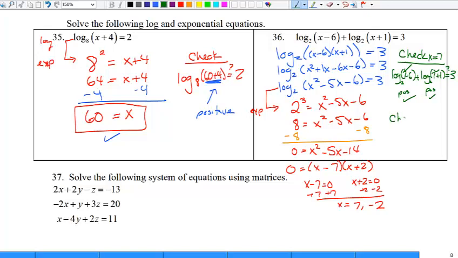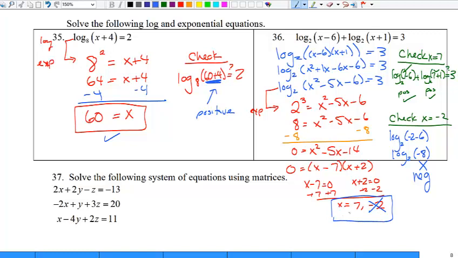Now I would like to check x is equal to negative 2. So when I do that, I'm going to put log base 2 of negative 2 minus 6. Negative 2 minus 6, that's a negative argument, and that is not allowed. Now I didn't even bother doing the second argument, the second log, because if one of them's undefined, then the whole thing doesn't work. So because the argument is negative, I'm going to cancel out the negative 2 and only keep the 7.